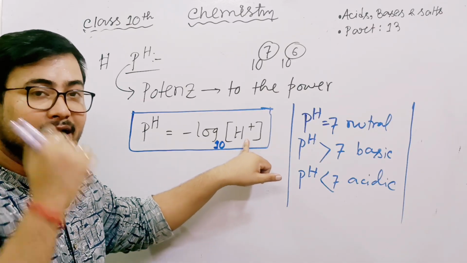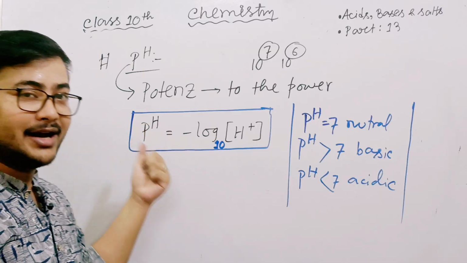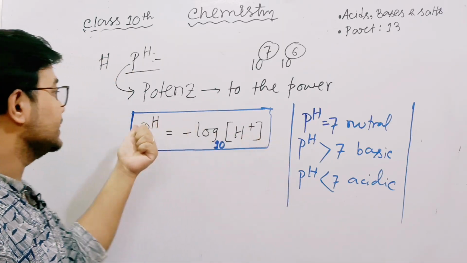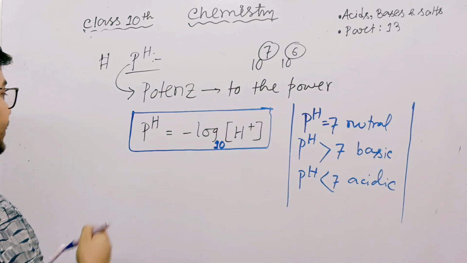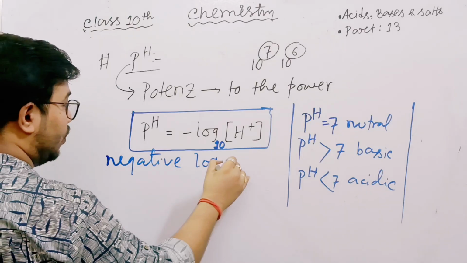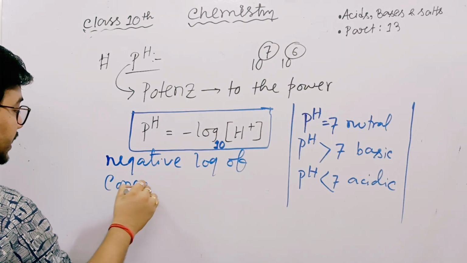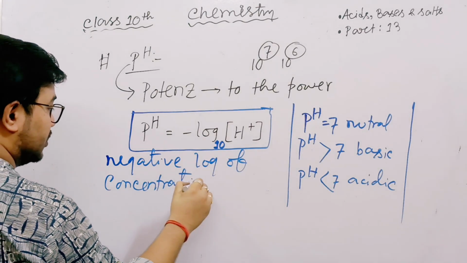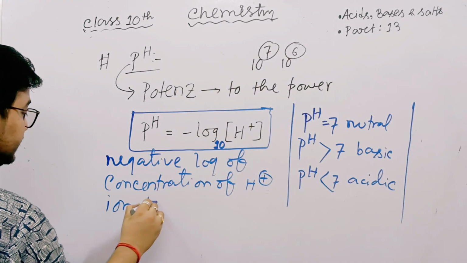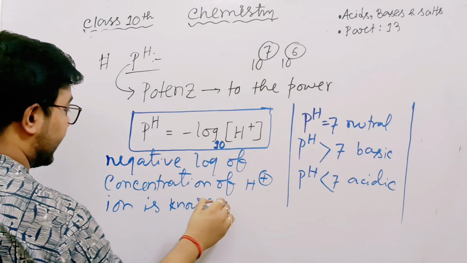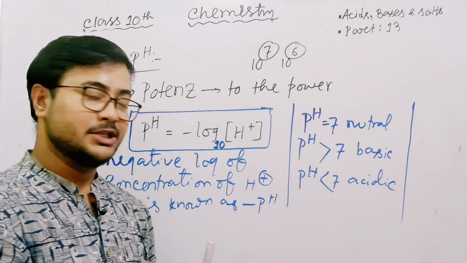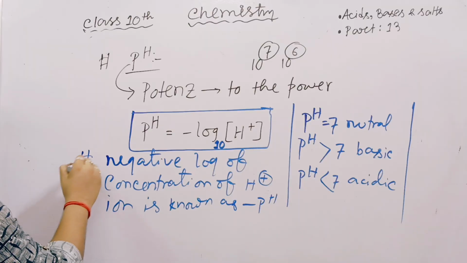Third bracket H means concentration of H. So you can write negative logarithm of concentration of H plus is known as pH. This is your definition. Negative log of concentration of H plus ion is known as pH. Instead of H plus you can write H3O plus, both are same. So this is the definition of pH.